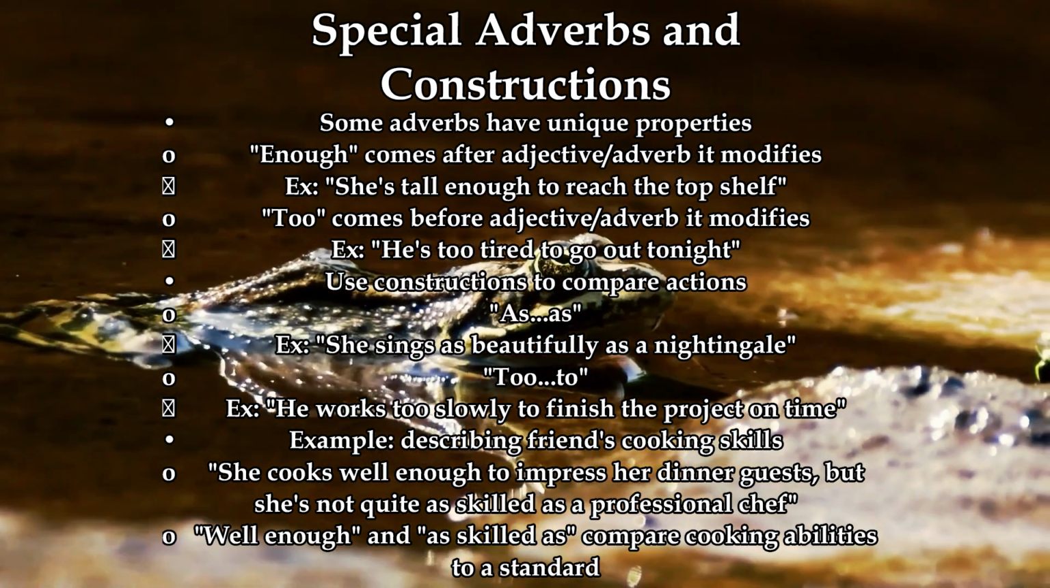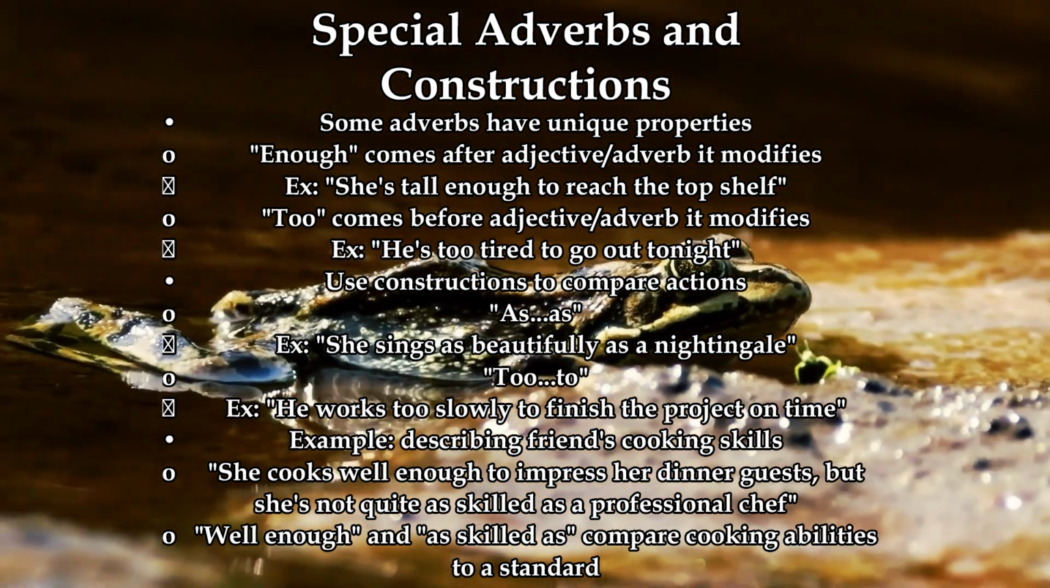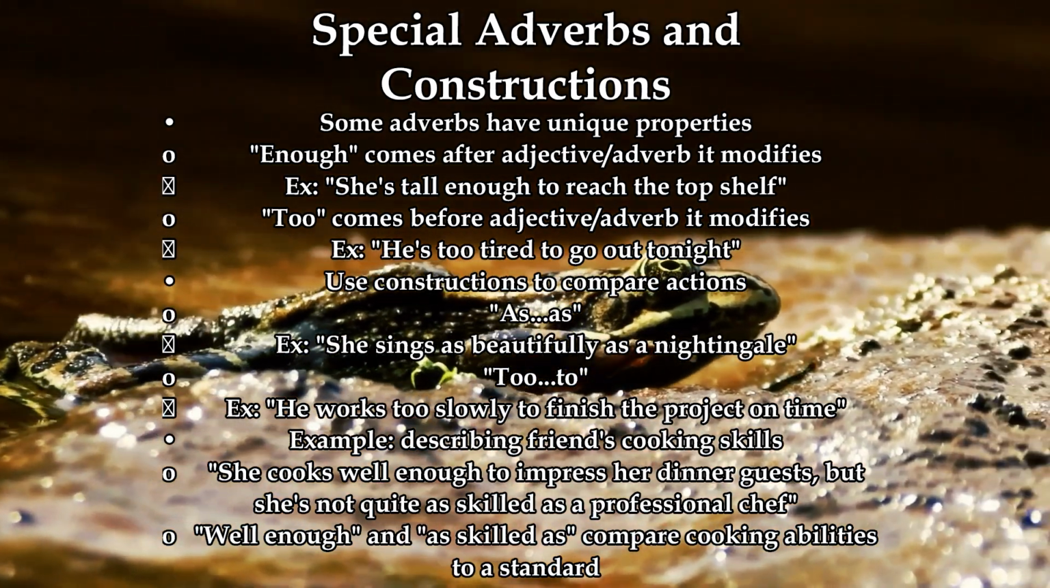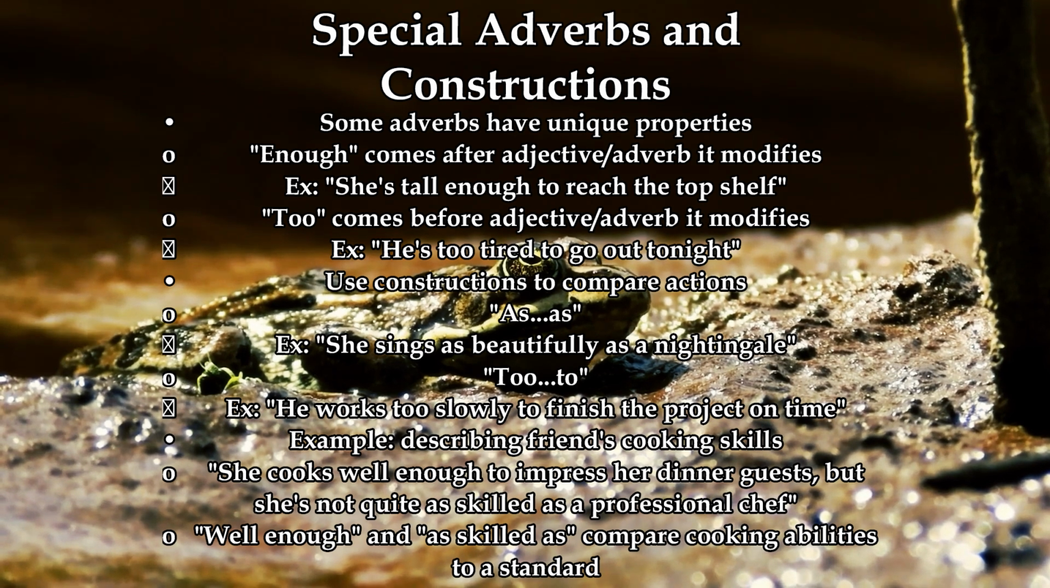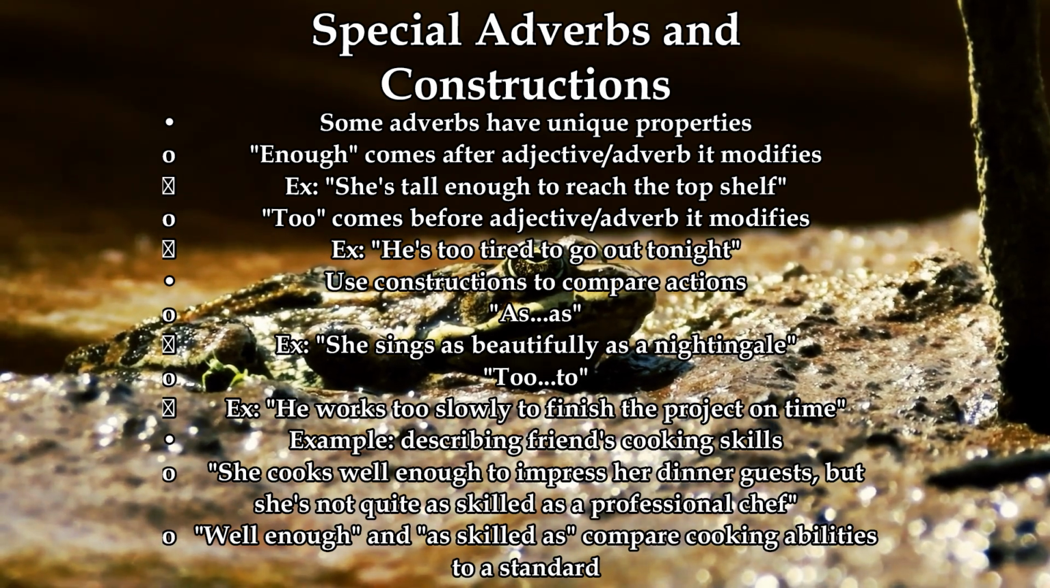Additionally, we can use constructions like as... as, and too... to, to compare actions. For example, she sings as beautifully as a nightingale, or he works too slowly to finish the project on time.